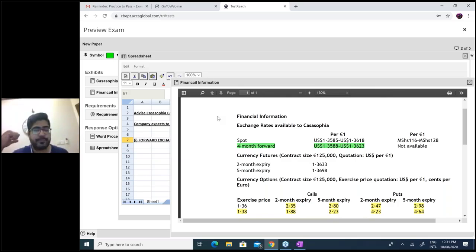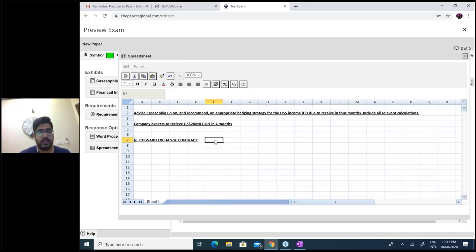So which rate should you take? Now, is it a receipt case or a payment case? It's a receipt case. You are receiving money. So you won't buy, you will sell. Whenever we receive money, we go to the money changer and sell. So we will use the selling rate, which is higher, 1.3623. You just have to do this: US dollar $20 million divided by 1.3623.